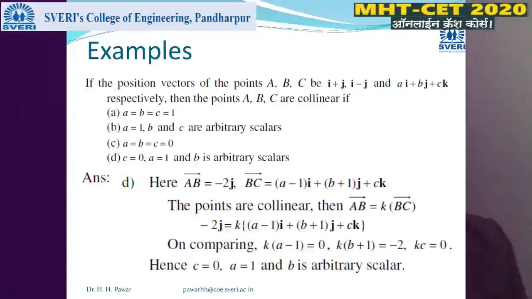As on the left hand side there are no coefficients of i and k, by comparing both sides we get k into a minus 1 is equal to 0, k into b plus 1 is equal to minus 2, and k into c is equal to 0, which gives us c is equal to 0, a is equal to 1, and we'll see here b is an arbitrary scalar value. So option D is the correct choice for this MCQ.